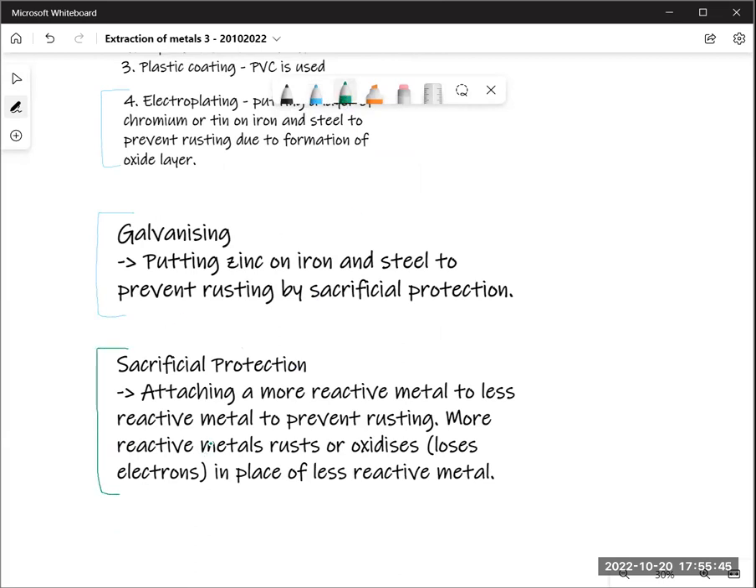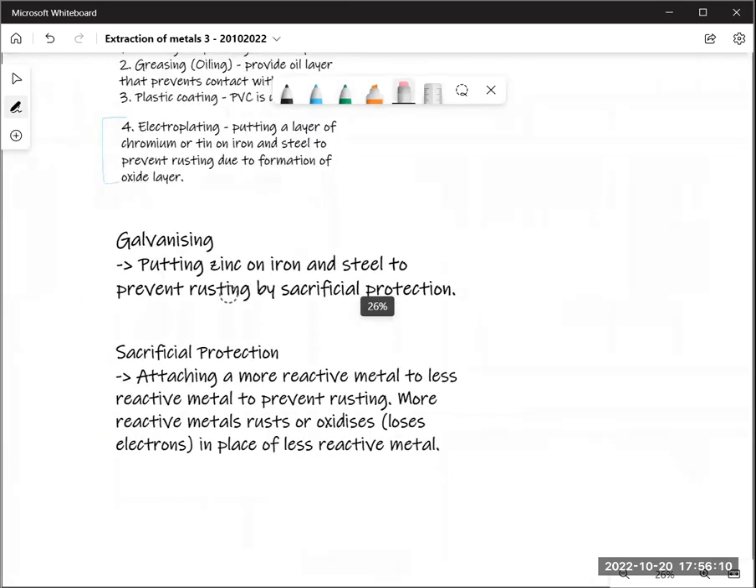Diana, read this out loud. Sacrificial protection, attaching a more reactive metal to a less reactive metal to prevent rusting. More reactive metals rust or oxidize, losing electrons in place of the less reactive metal. So galvanizing uses sacrificial protection.